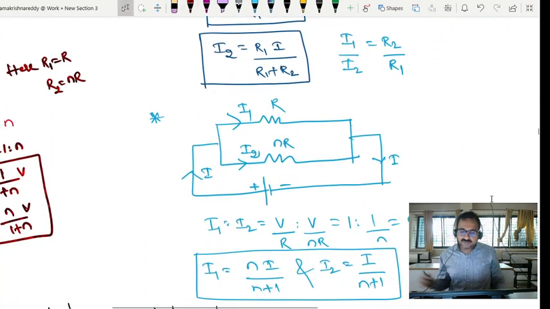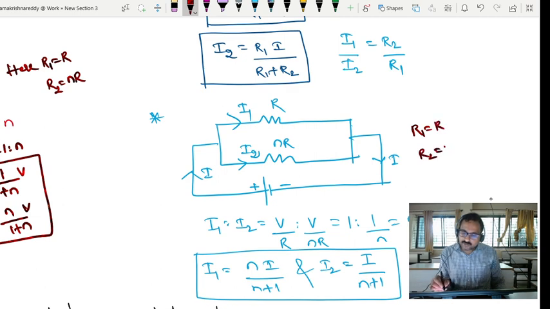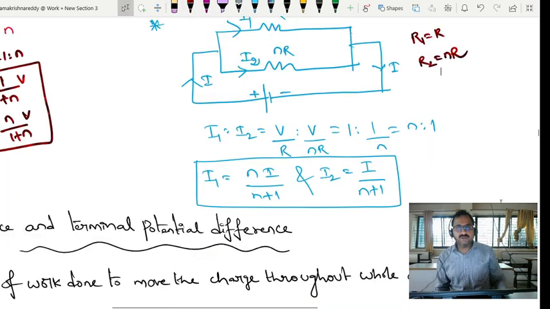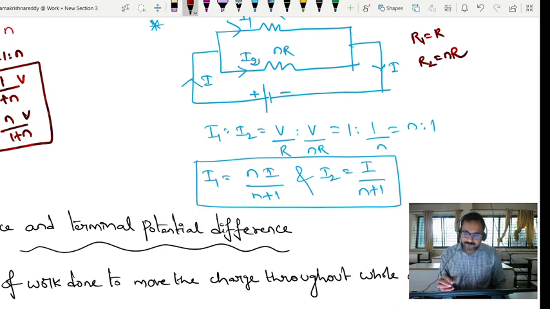So instead of that, in the second case we are taking R1 equal to R and R2 equal to NR, both connected in parallel combination. What answer are we getting? That is all: I1 is to I2 equals N is to 1. First one means what we get? First part divided by total parts into total current. Second one means second part divided by total parts, nothing but 1 into I only.